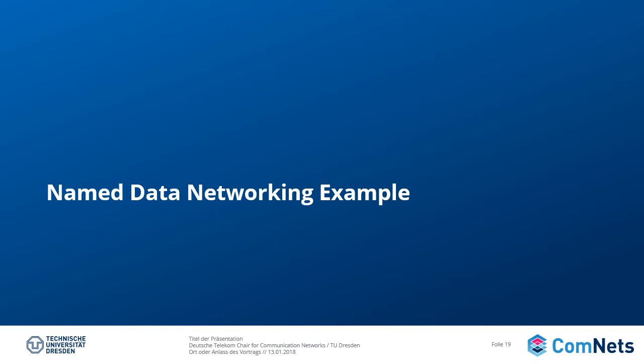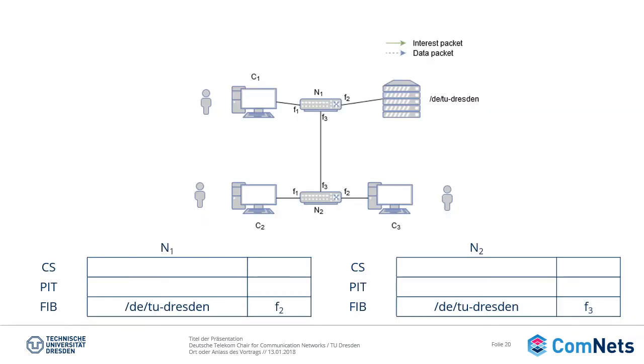Now let's come to an example of the operation of named data networking. In this example, we have two NDN nodes, N1 and N2. Both of them have three interfaces, F1 to F3. The first node is connected to a server, which is responsible for the globally routable prefix DE/TU Dresden.